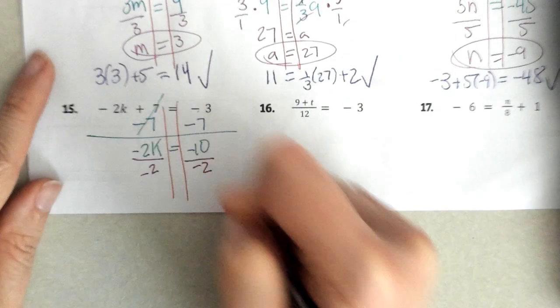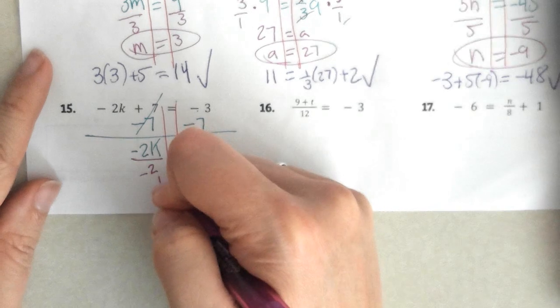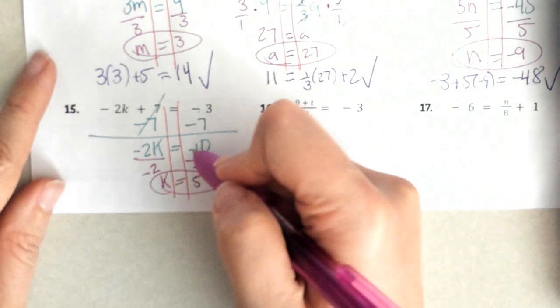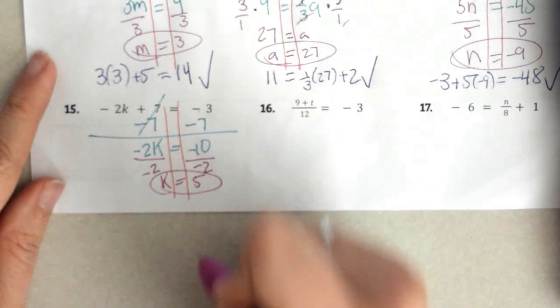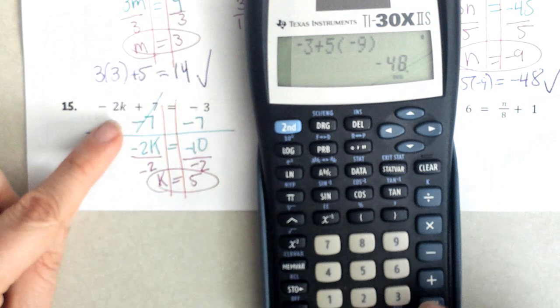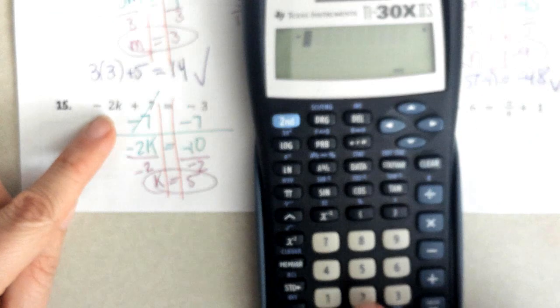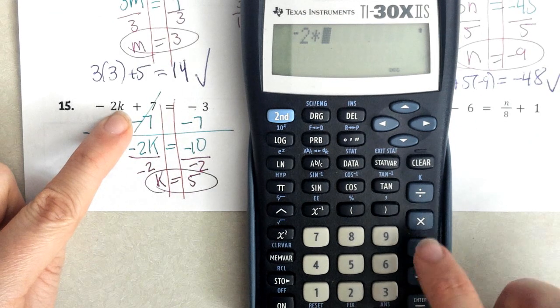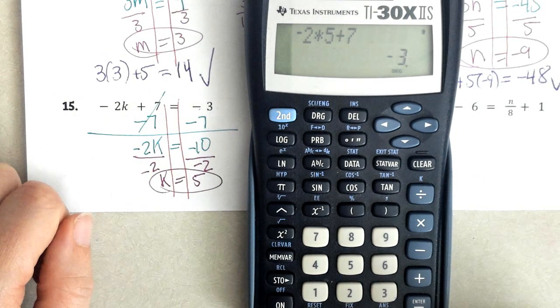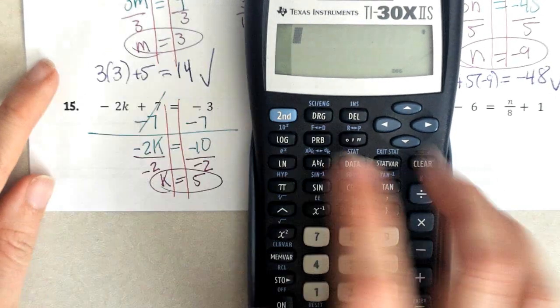Negative 2 is what I am dividing by, so that k is equal to 5. Negative divided by negative is a positive. 10 divided by 2 is 5. When I test this out, I don't really have a lot of room to write it here. So negative 2 times k is 5 plus 7, and it does give me negative 3, so that one works.